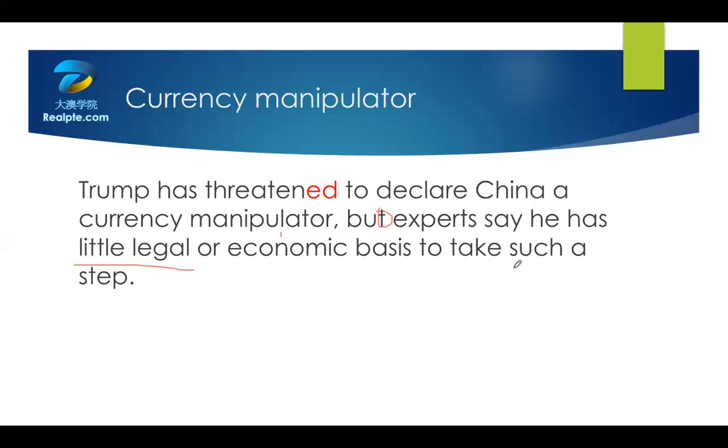take，OK，take such a step，such a step。好，我们来读一下。Trump has threatened to declare China a currency manipulator, but experts say he has little legal or economic basis to take such a step.